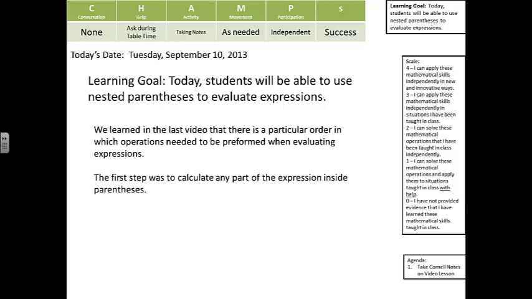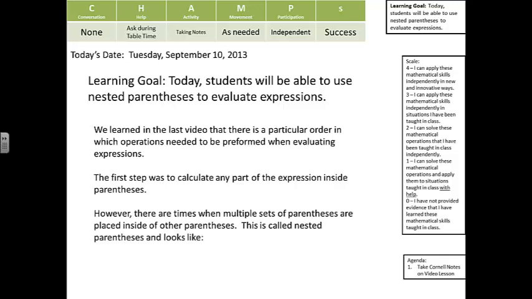So the first step was to do parentheses, but sometimes we find out that there will be more than one set of parentheses, and sometimes these parentheses will be inside of other parentheses. Whenever you have parentheses inside of other parentheses, we call this nested parentheses.